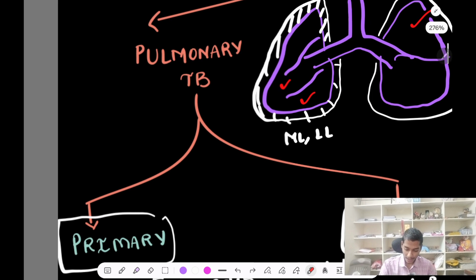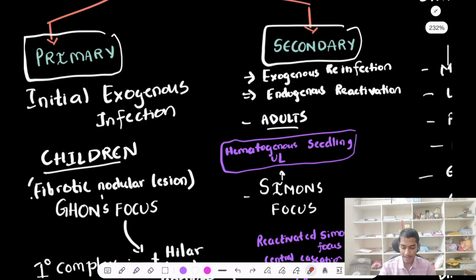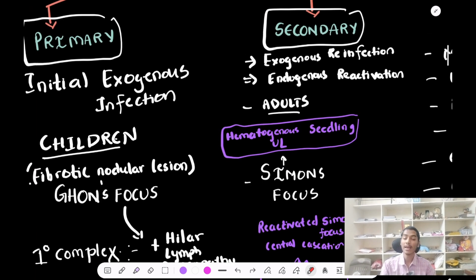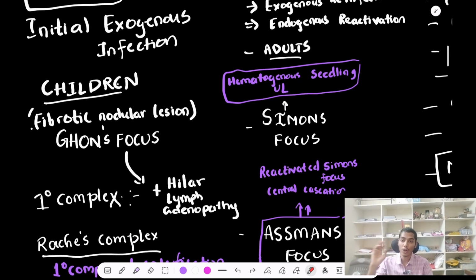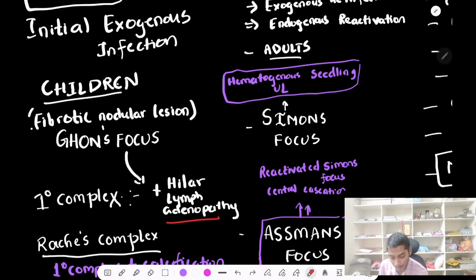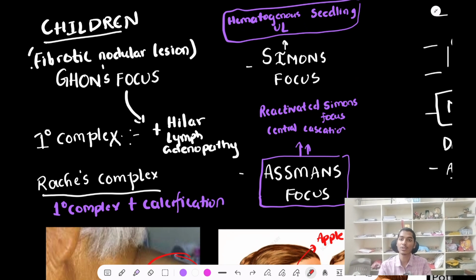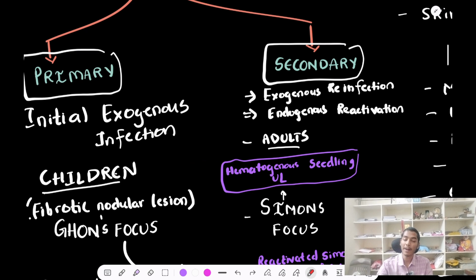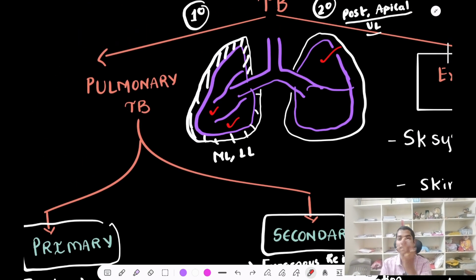Okay, now let's summarize pulmonary TB in a jiffy. We have primary pulmonary TB as well as secondary pulmonary TB. In primary pulmonary TB, we have to remember three terms. One is Ghon's focus, which is nothing but the fibrotic nodular lesion, and we have the primary complex, which is nothing but the Ghon's focus with hilar lymphadenopathy. Then we have Ranke's complex. This Ranke's complex is the primary complex which is calcified. And primary pulmonary TB involves the middle and lower lobes most commonly, and also the subpleural spaces are involved.